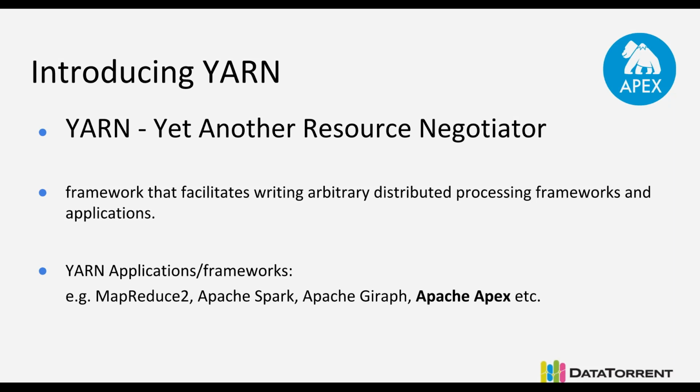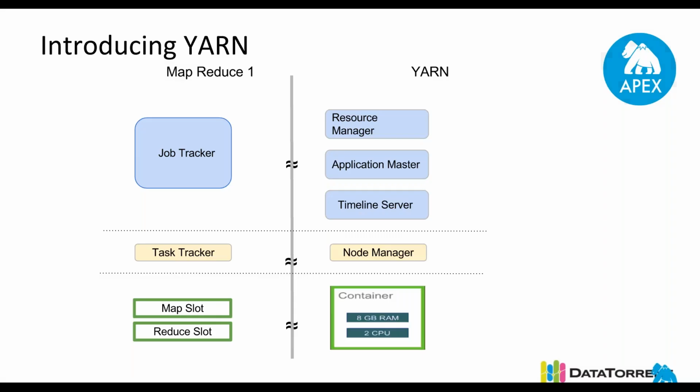Yarn actually stands for Yet Another Resource Negotiator. Whoever knows Hadoop, Hadoop started with the MapReduce framework, which was mainly batch processing. Yarn, the way it has been designed, has made it very easy to write any kind of distributed application or framework. And Apache Apex has taken advantage of that concept and developed a framework on top of Yarn. So let's do a quick comparison between Hadoop version 1 and version 2.